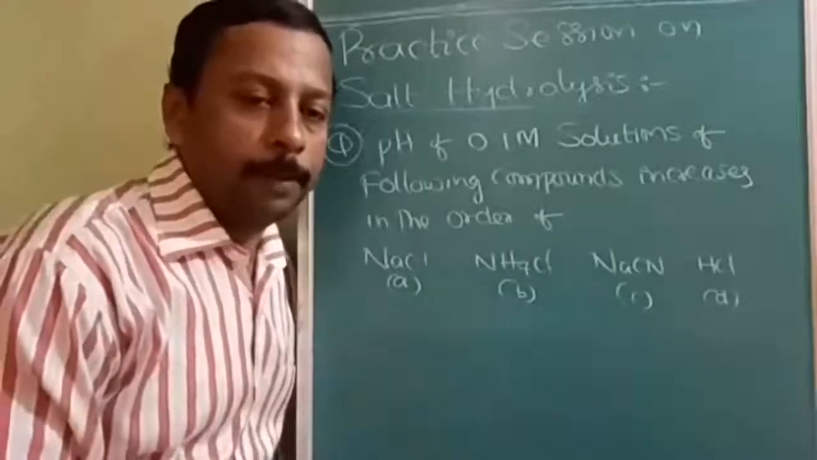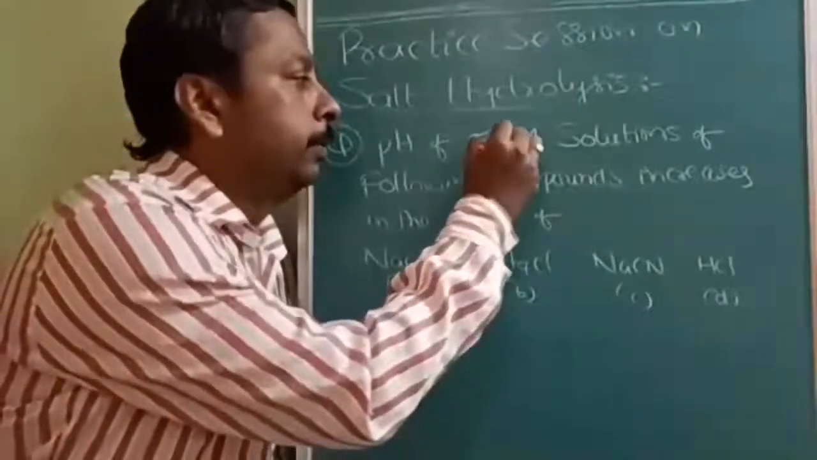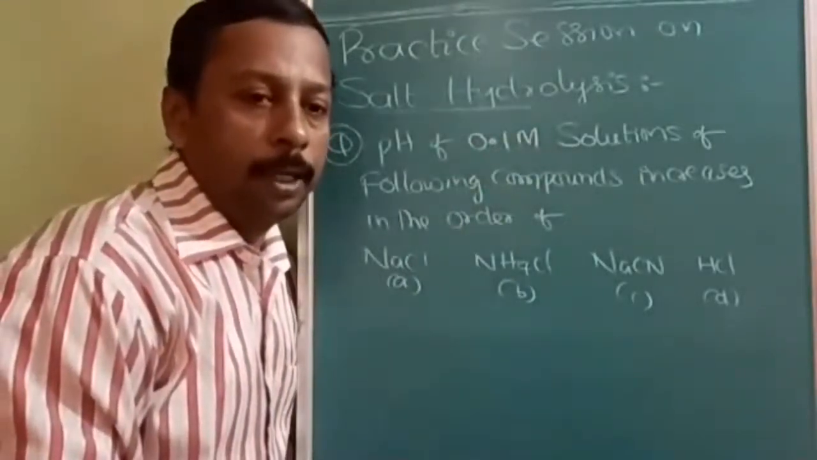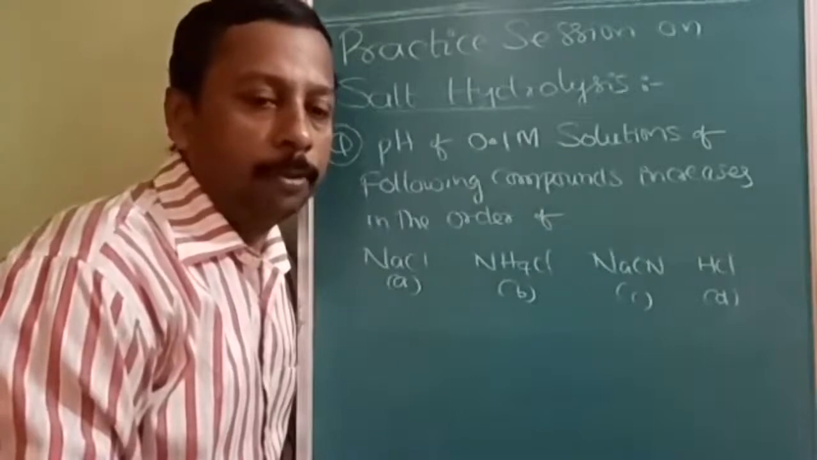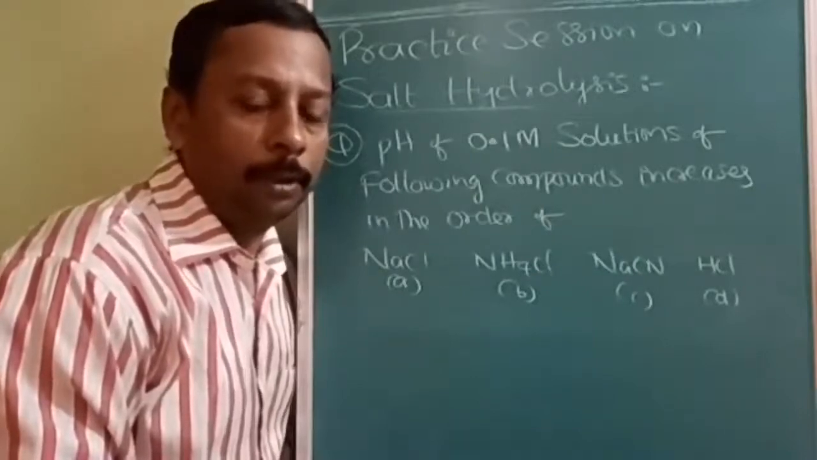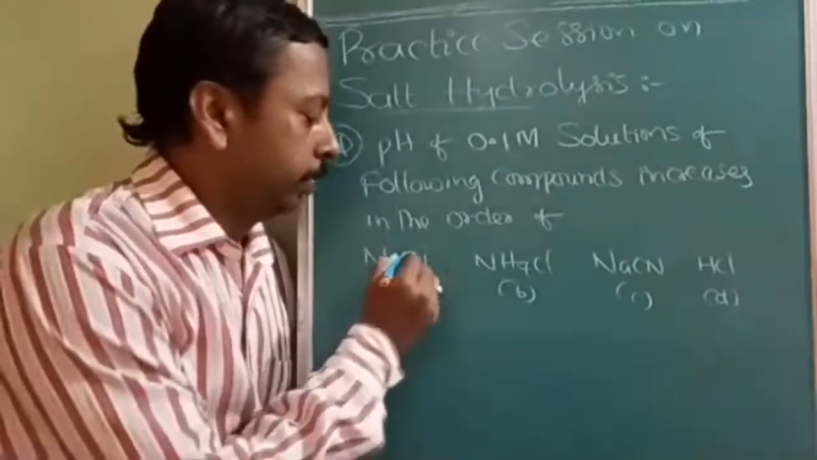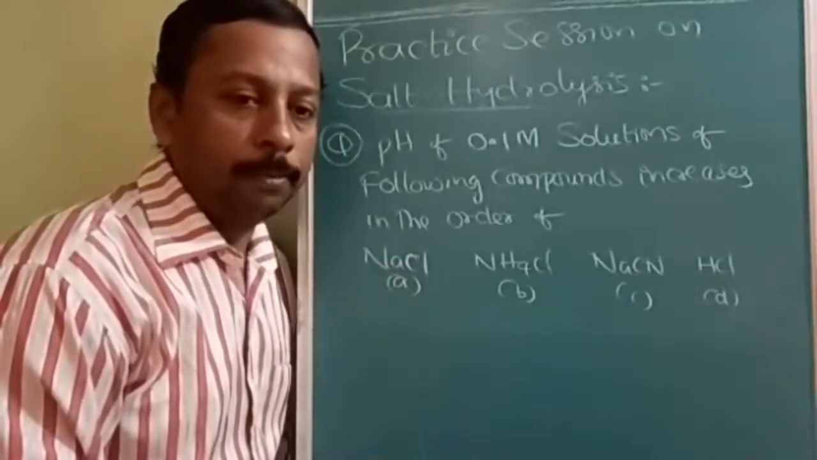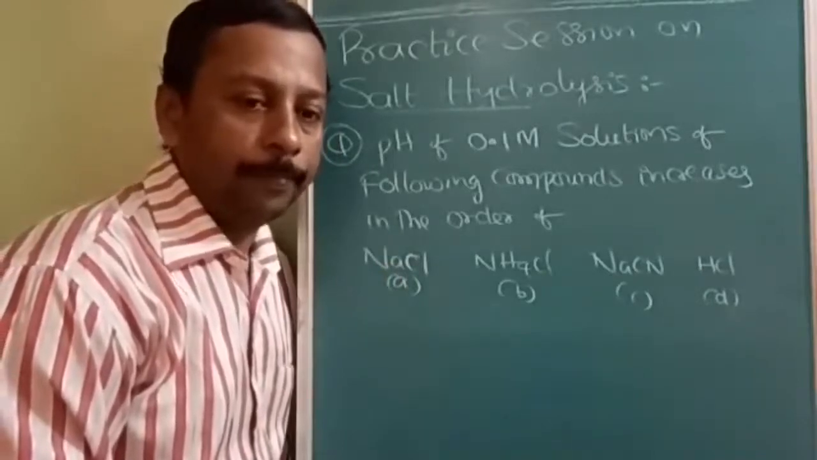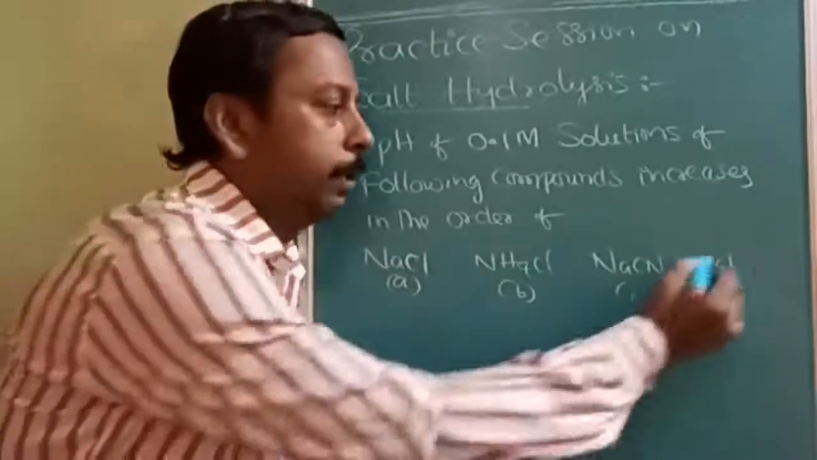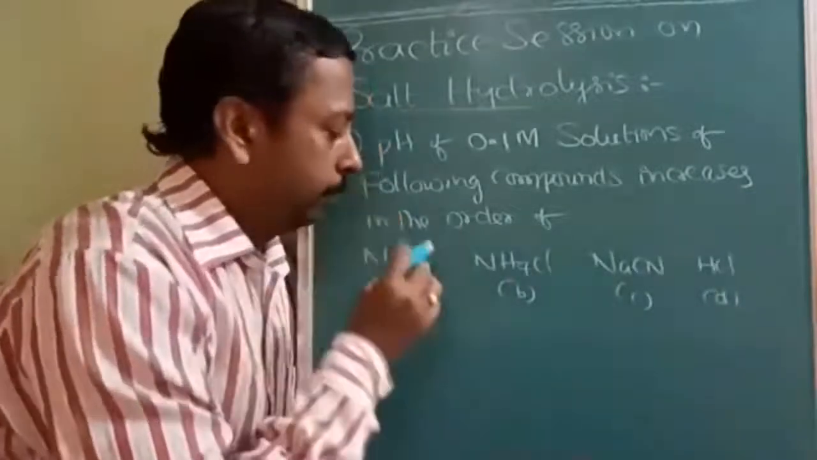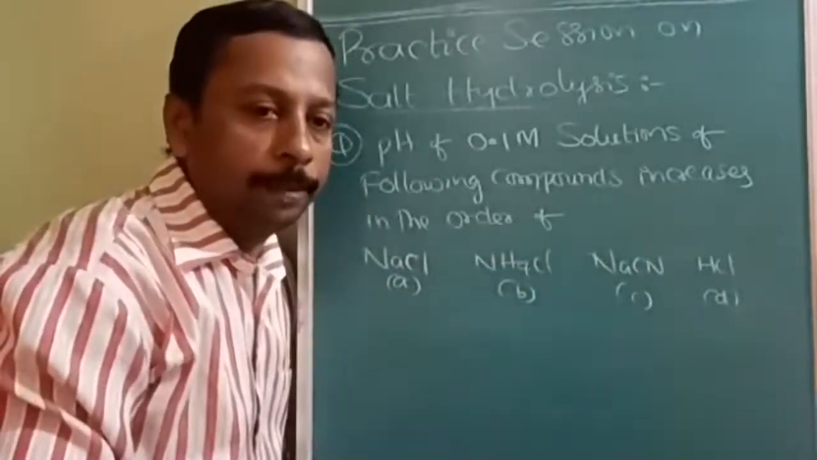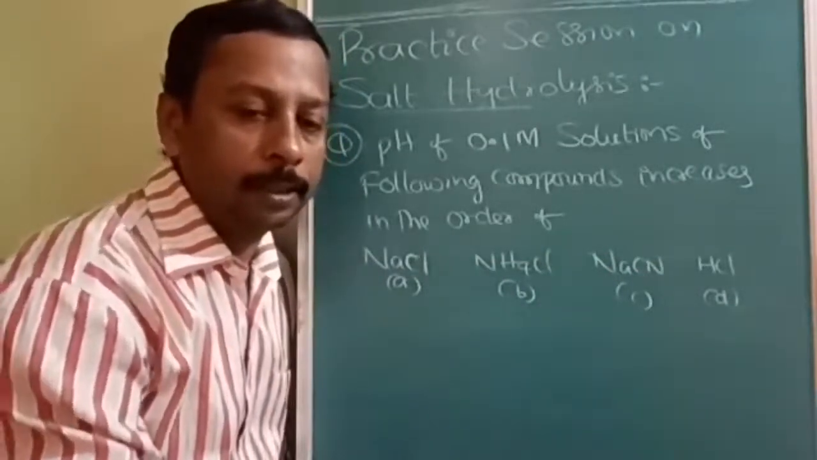Okay, next is pH of 0.1 molarity solutions of the following compounds increases in the order of. Four compounds are given. First compound is NaCl, second compound NH4Cl, third compound NaCN, cyanide, and fourth is simple acid, HCl. So you have to be very careful. Salt, salt, salt, and acid. Increasing order of pH. All concentrations are the same.